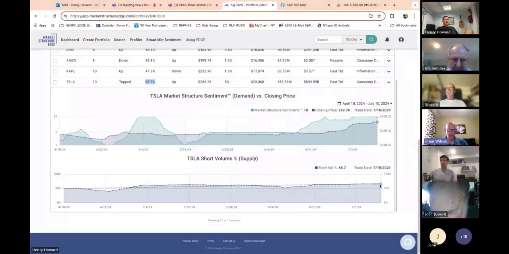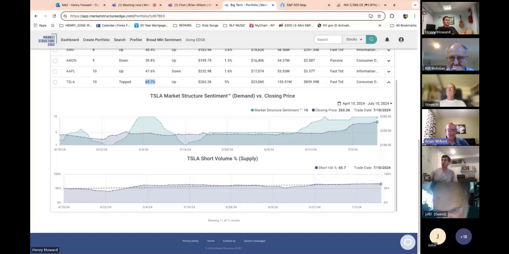And to your point there, Henry, every stock can have its own, let's call it, short volume norms. And sometimes short volumes can be high, like Tesla here, that's just the way it trades.